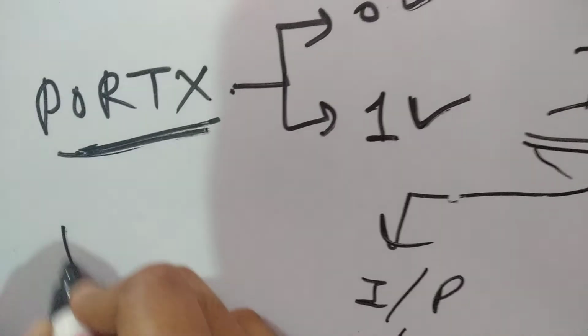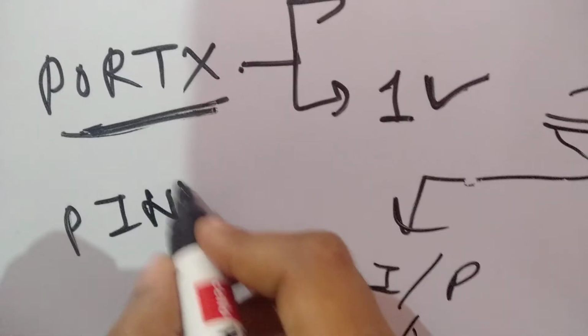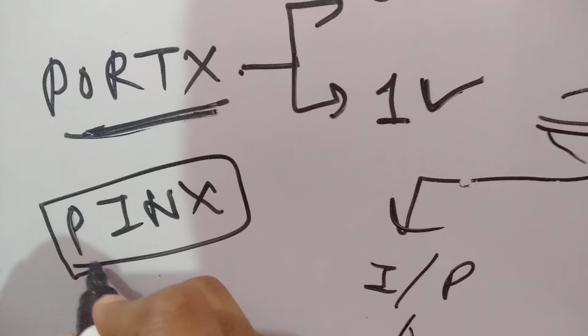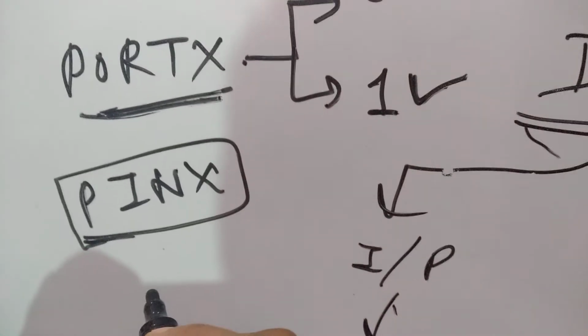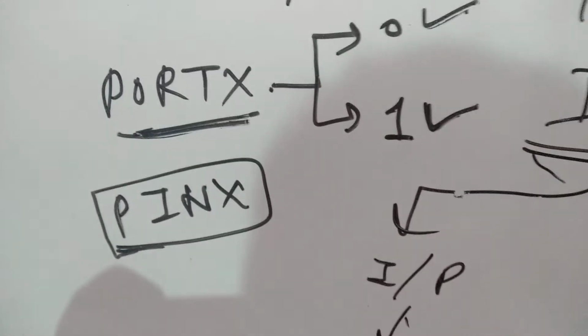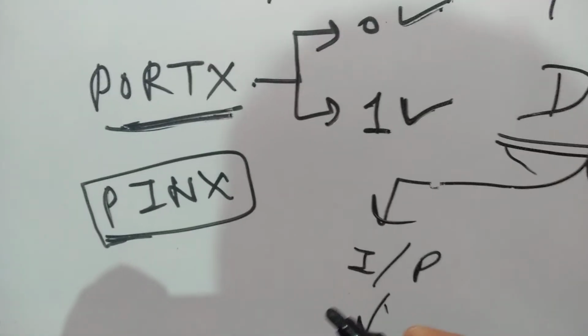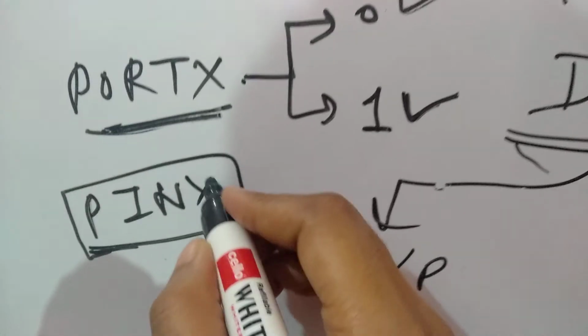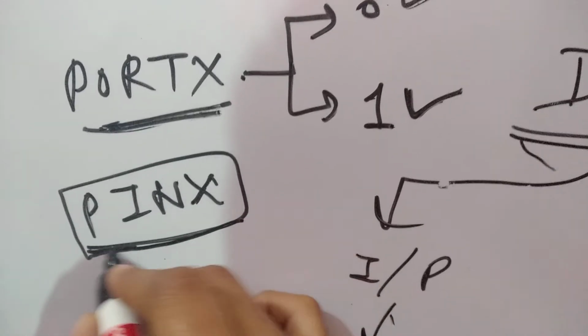And third one is pin X register. So this pin X register is used for the sensors. Like if you want to connect a sensor to a particular pin, then the sensor will give some data, so you have to read those data, right? So you can use this pin X register for reading the data.